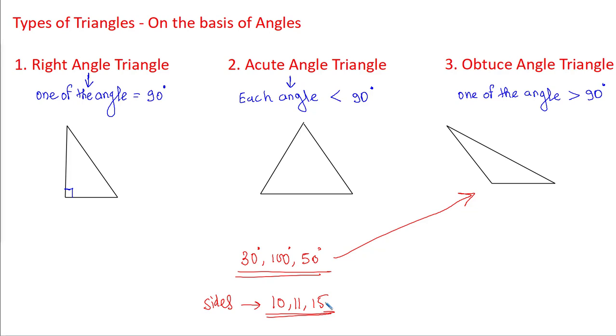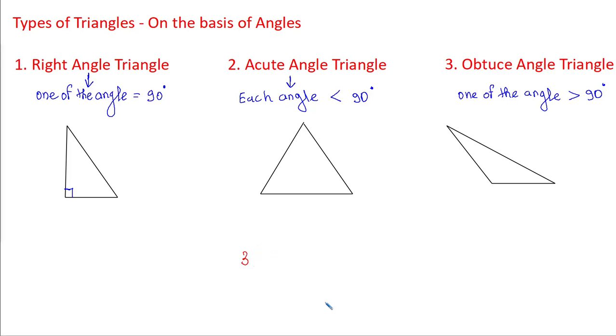For that I will delete this part. Okay, hold on just a second. So now our task is what? If, look here, if we know the sides of triangle, how to identify that particular triangle falls under which category? Right angle triangle or acute angle triangle or obtuse angle triangle. Okay everyone, if sides are given.